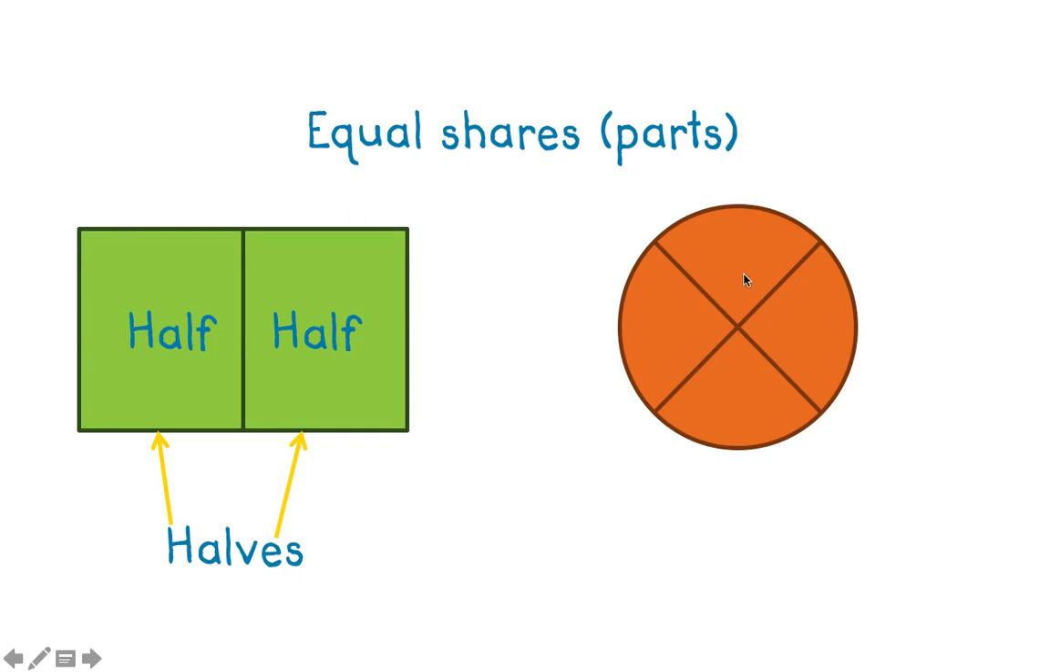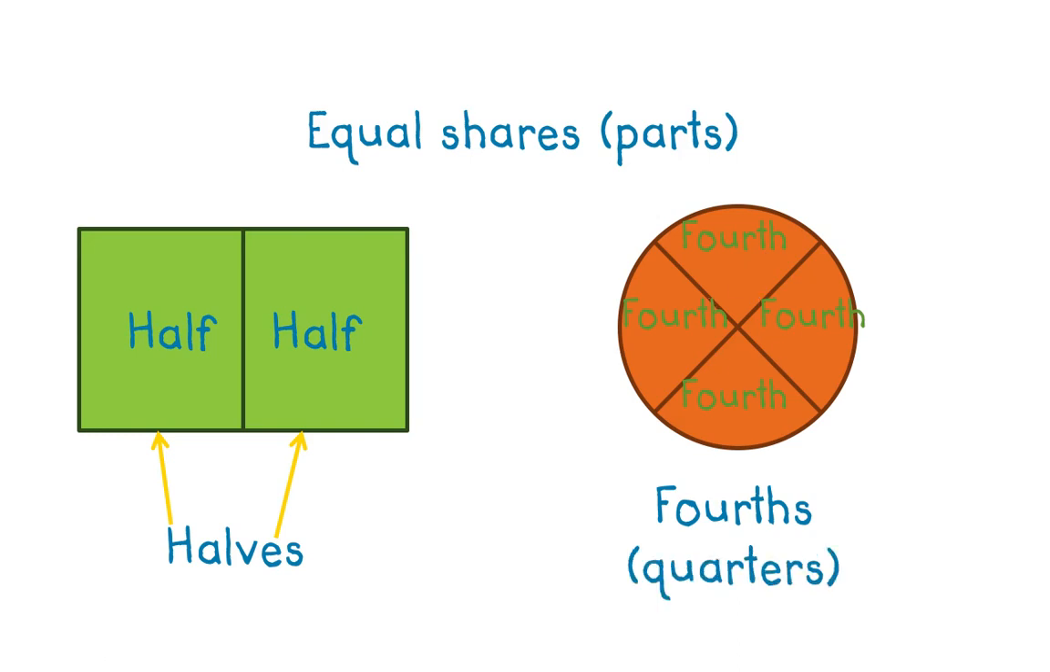1 out of 4. It represents 1/4. And this one 1/4, 1/4, 1/4. And these are new words for you. 1/4. So this circle is cut into 4 equal fourths. Sometimes we call the 1/4 a quarter.